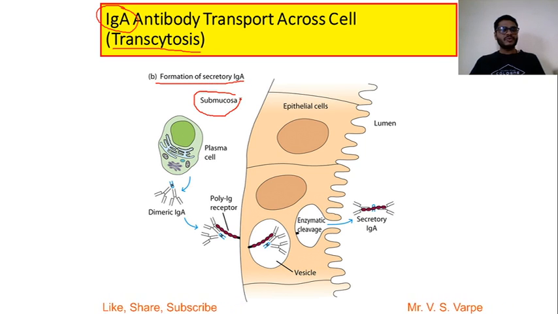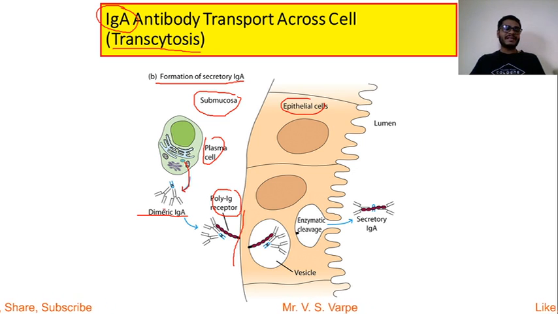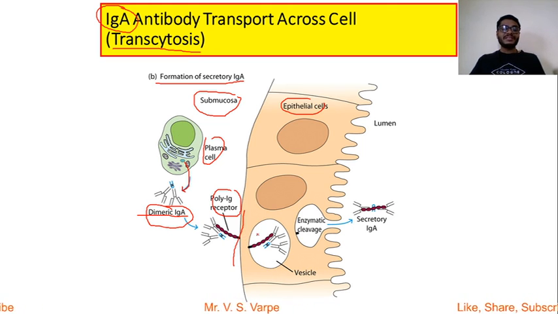In the region of the submucosa, plasma cells are present, and these plasma cells secrete the dimeric IgA antibody structures. On the surface of the epithelial cell a receptor is present, and this receptor is known as the poly Ig receptor. This poly Ig receptor attracts the dimeric IgA antibody, and it enters the epithelial cells. In the epithelial cells vesicles are normally present, and inside the vesicles these complexes are formed.